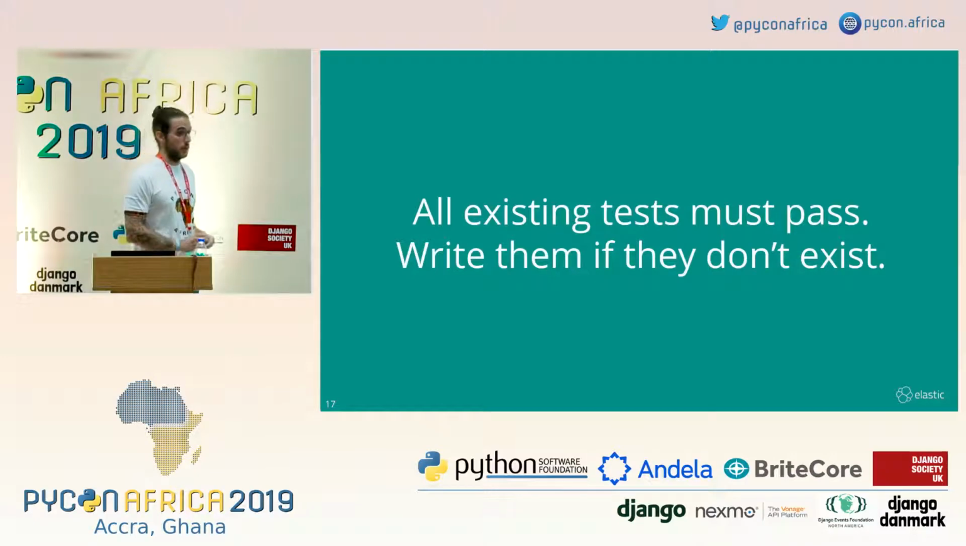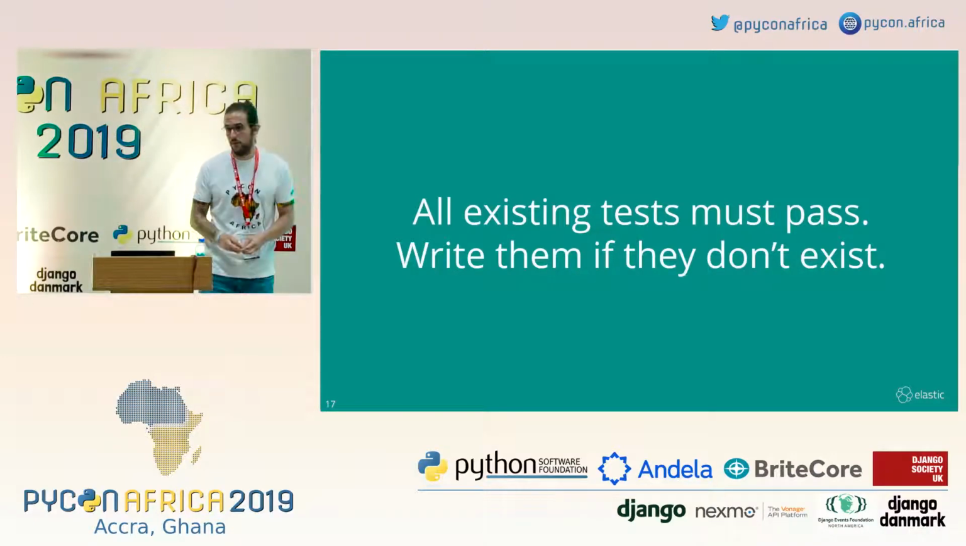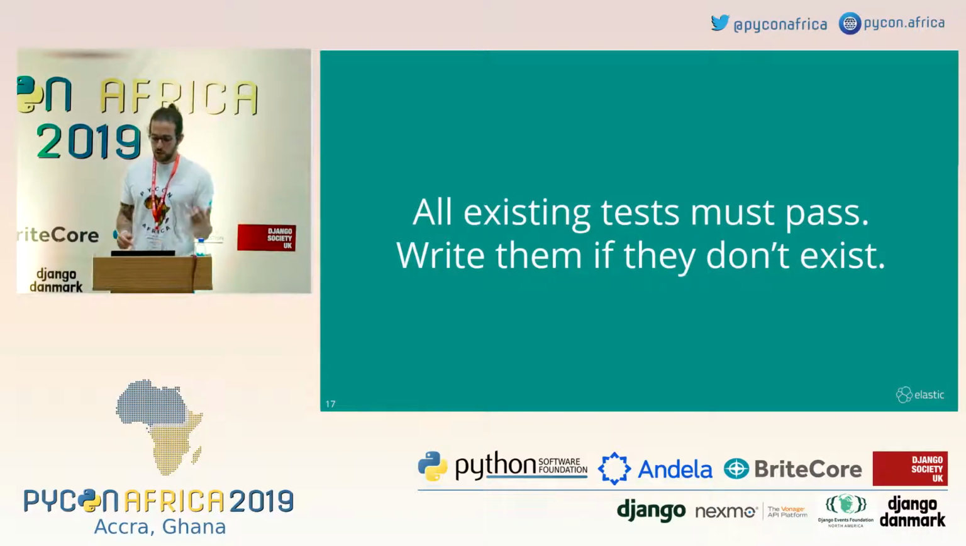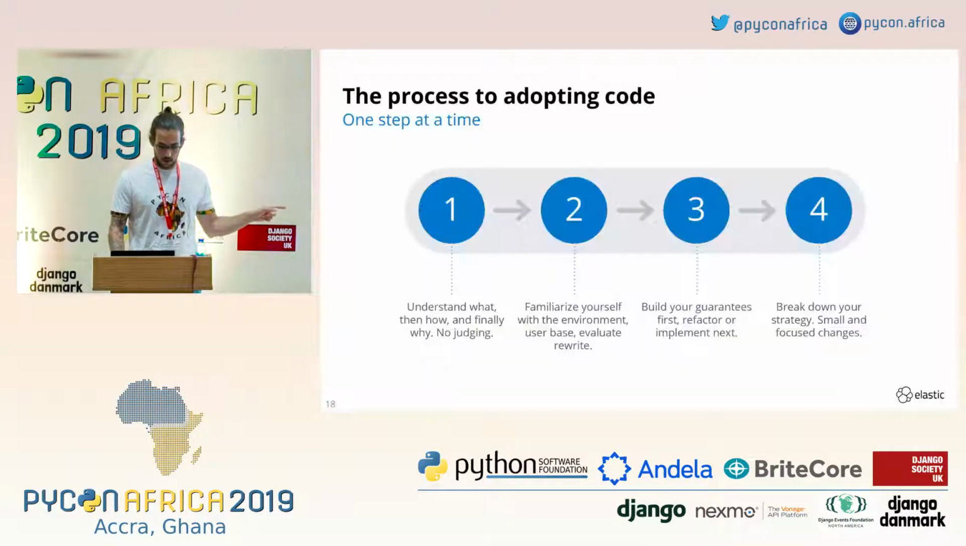However, I should have done it the other way around. I should have written the test first. I should have made sure that we had a good source of truth and that I understood the code before I actually started modifying everything. So I guess the lesson here is that if you talk about inheriting code, don't ignore yourself.